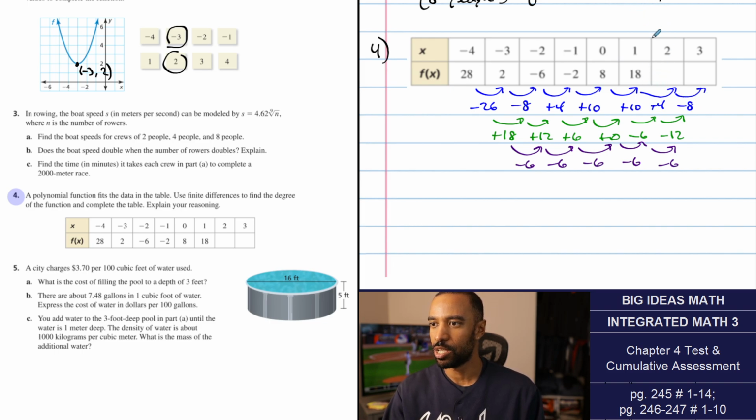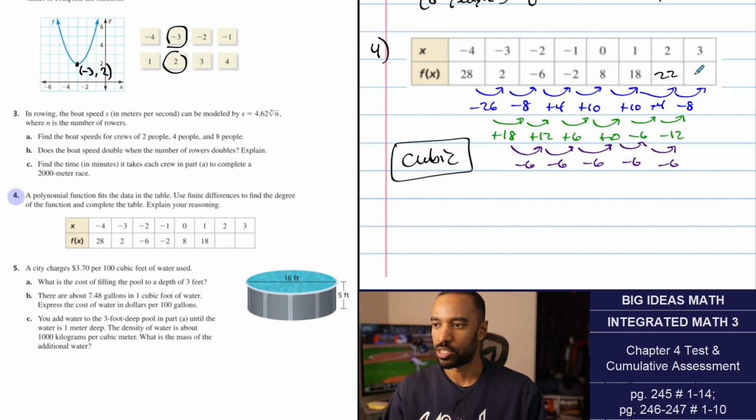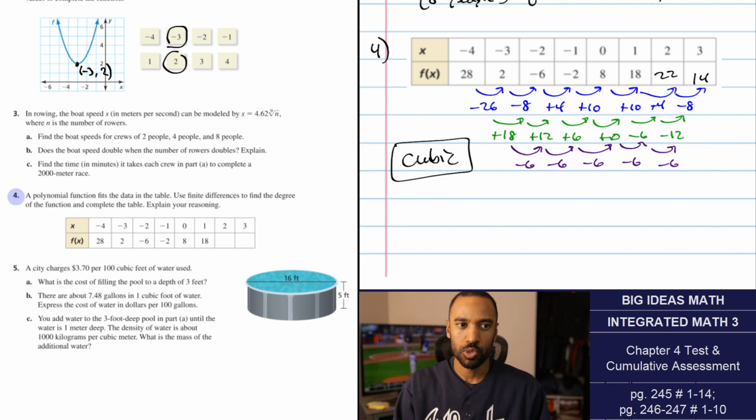So we got to do 18 plus 4 to get 22. And 22 minus 8, so it's a cube. Oh, by the way, this is a cubic. 22 minus 8 to get 14. So I believe they should be 22 and 14.